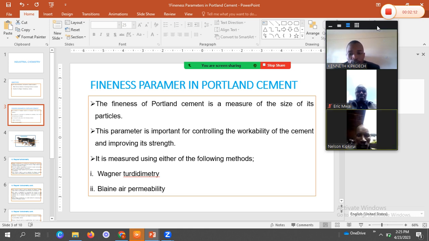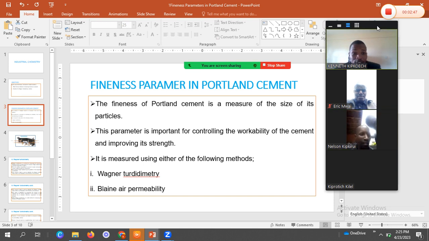Learners, kindly state the two methods that can be used to measure fineness in Portland cement. We say that to determine the fineness, we have two methods. That is the Wagner turbidimetry method and the Blaine air permeability. That is very good. So those are the methods that are used for measuring the fineness in Portland cement. We have Wagner turbidimetry and Blaine air permeability.